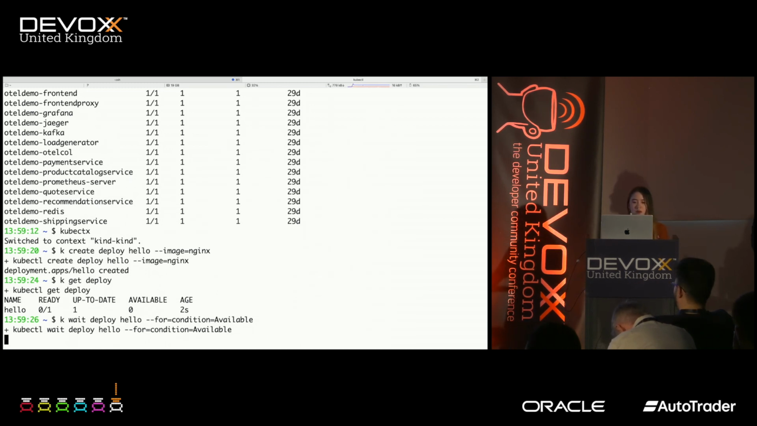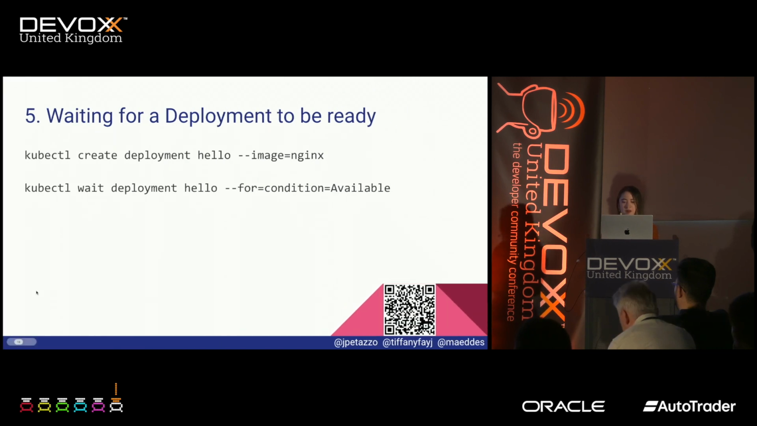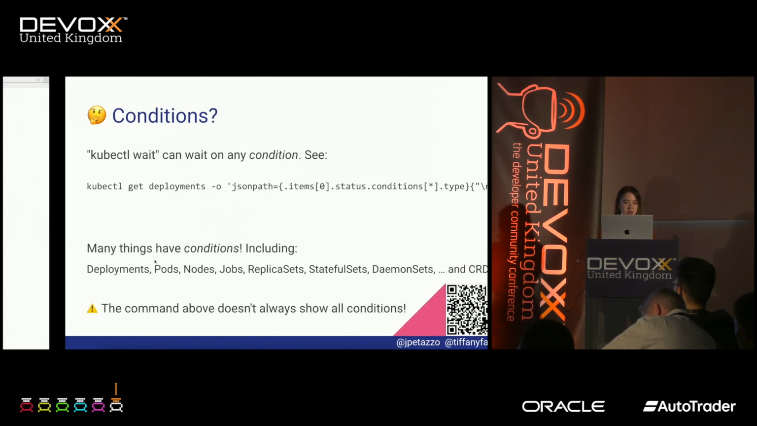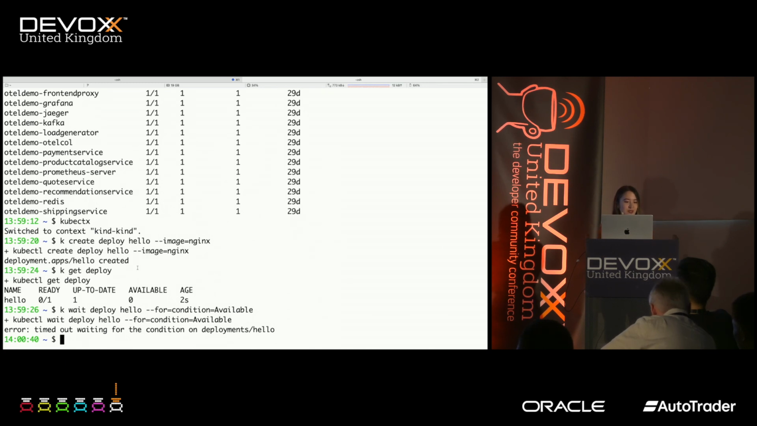So if we look back over here, you need to know what kind of conditions you can specifically wait for. Each different type of resource has a different type of condition, potentially. The command here doesn't necessarily show all the different conditions that are out there, but it can give you some of them at least. So if we go and check for conditions, this one timed out.